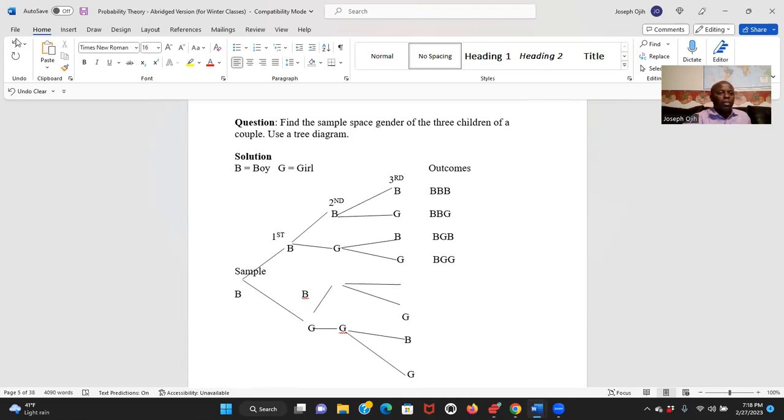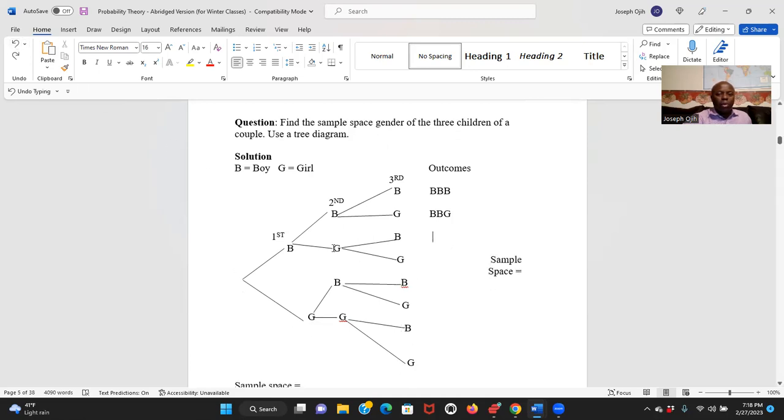Excuse me, I think I messed up something here. Okay, so we'll repeat the same process here. Girl, boy, boy. Girl, boy, girl. Then girl, girl, boy, GGB. And it can be all girls, like we have before for all boys.